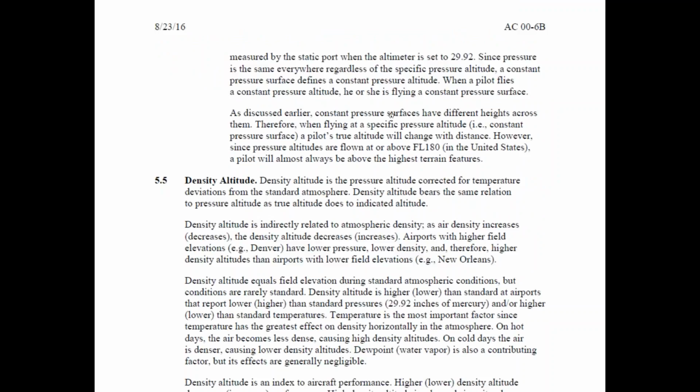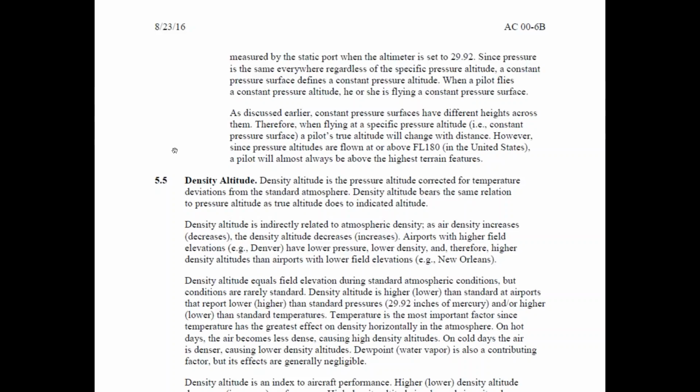is set to 29.92. This is also part of what we were already discussing, that you set your altimeter to 29.92 to find out what your actual pressure altitude is at an airport. As discussed earlier, constant pressure surfaces have different heights across them. Therefore, when flying at a specific pressure altitude, a pilot's true altitude will change with distance. However, since pressure altitudes are flown at or above flight level 180, that's 18,000 feet, a pilot will almost always be above the highest terrain features.